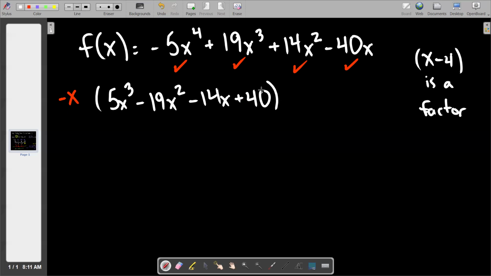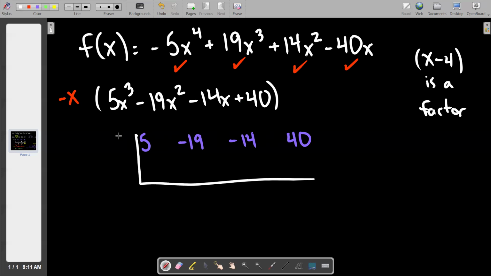So there will be times when you have to pull a little bit off the surface to expose what we really want to be doing. That's a pretty common theme these days, the whole GCF thing. So it's time to do our synthetic division. So we're going to take our purple numbers are 5, -19, -14, and 40. And what number am I going to put outside? +4. Everybody good?